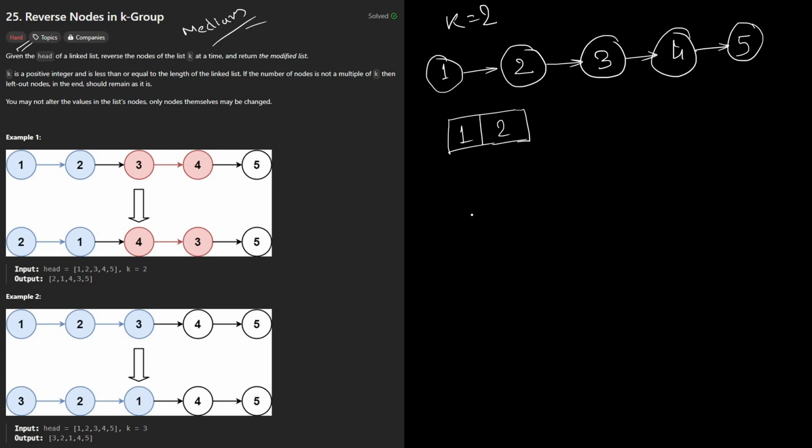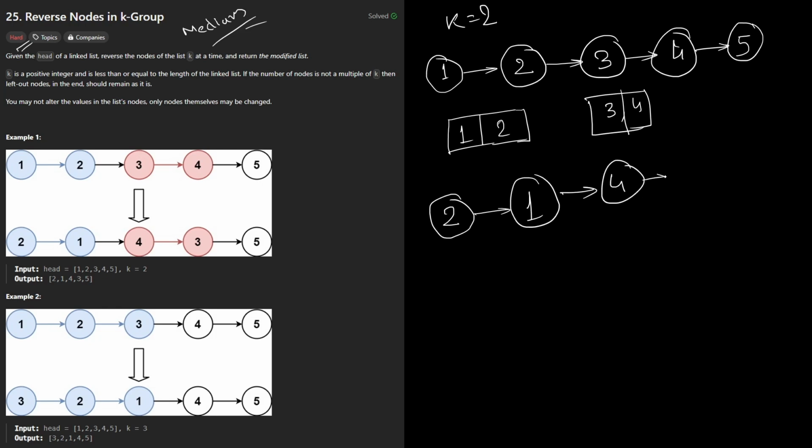Once we have added them to our stack, then we're going to reverse it. So 2 and 1. First 2 and then 1 gets added. Similarly, after that, we're going to add 3 and 4 to our stack or a list, and our value after reversing would be 4 and 3. And we are going to add 5 to our stack.